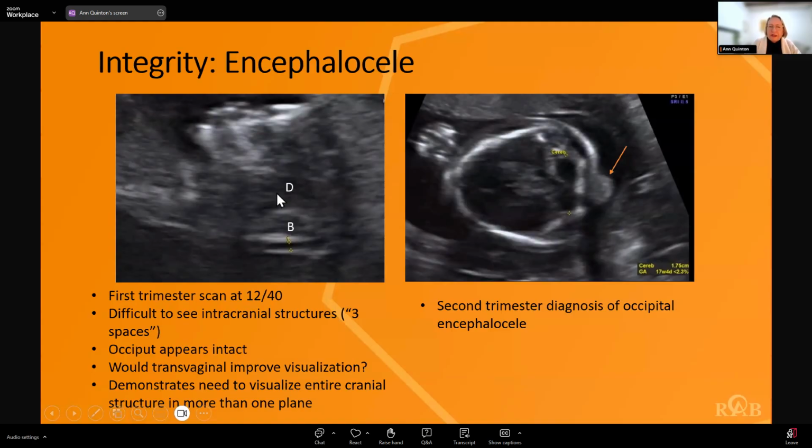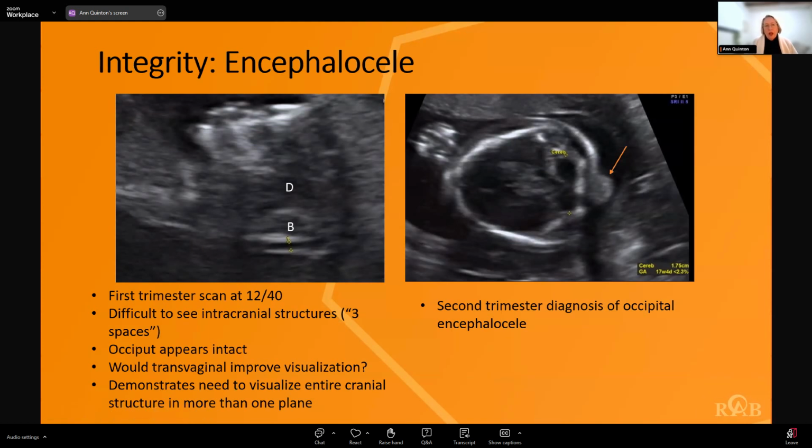So what we can see here is the diencephalon and the brain stem, and then we've got the occipital bone. So we're missing the fourth ventricle here and the choroid plexus bar and the cisterna magna, and then there's the nuchal measurement. Now, we can see here in this area, it's difficult to see the occipital bone, but it looks okay, it looks intact. Now, this fetus had an encephalocele, and this is the same fetus in the second trimester where the diagnosis was made, and it was missed in the first trimester.